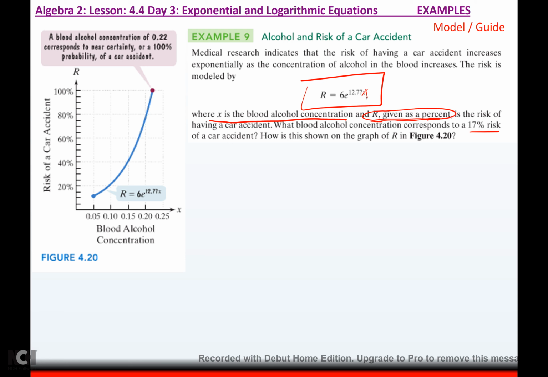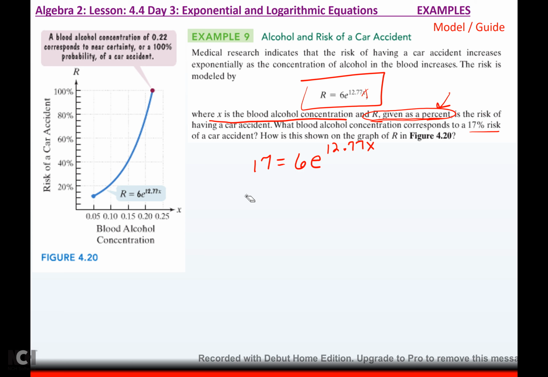They told me the percent is the R. So I need to plug in 17% over here. So I'm going to put in 0.17 equals 6e to the 12.77x. Oh, sorry, I'm bad. It's given as a percent. So they're telling me that it's okay to use it as a percent. So I don't need to make it a decimal.